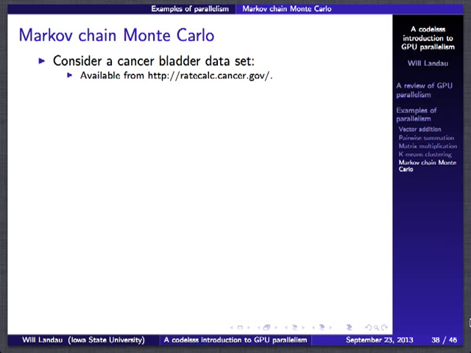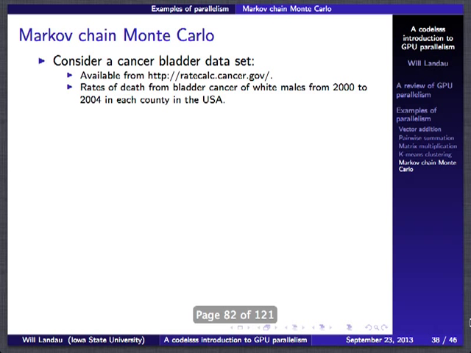So there's this bladder cancer data set that he pulled from cancer.gov, and it had the rates of death of bladder cancer of white males from years 2000 to 2004. And it had those data by county. So in each county, you observed some number of deaths per some number of person years due to bladder cancer.